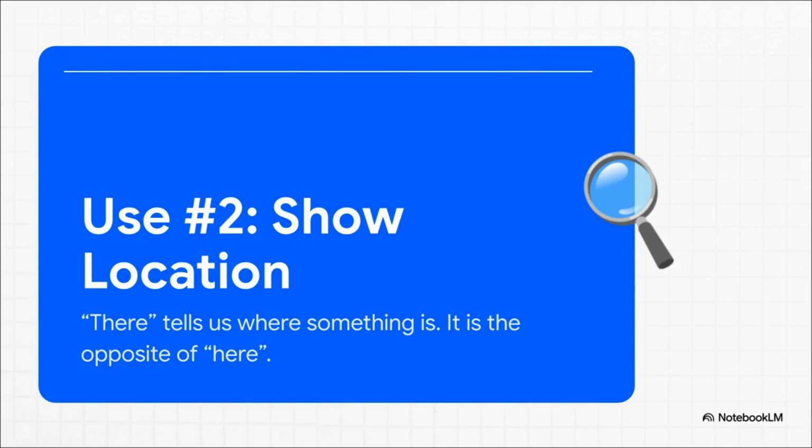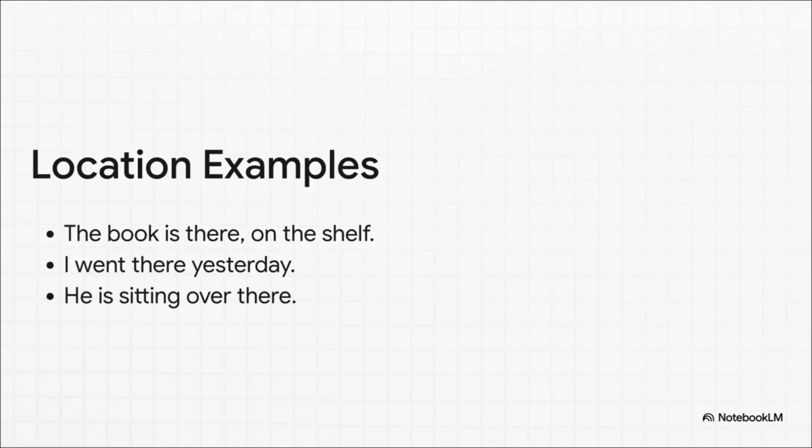Okay, job number 2. This is probably the one you know best. There is used to point to a place. It's really that simple. If something is close to me, I say here. If it's farther away, I say there. It's just the opposite of here. And you see this in action all the time. The book is there, points to its location. I went there yesterday refers to a place I visited. And if you say he is sitting over there, you're pointing your friend to a specific spot. Every single one of these answers the question, where?